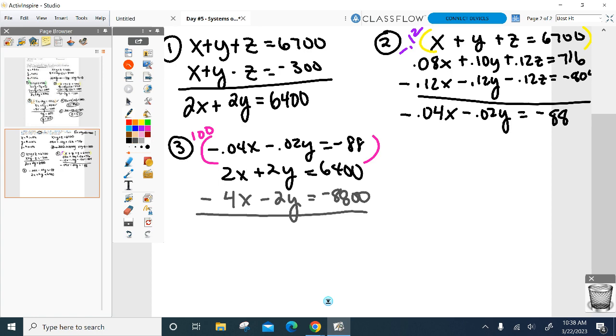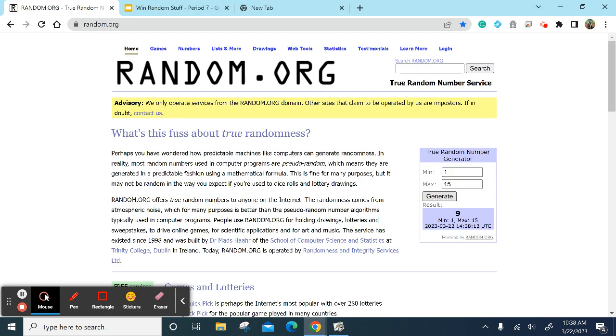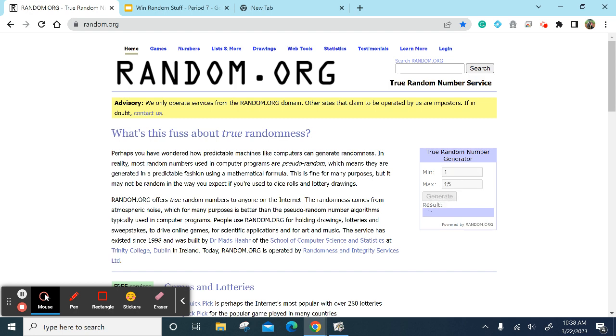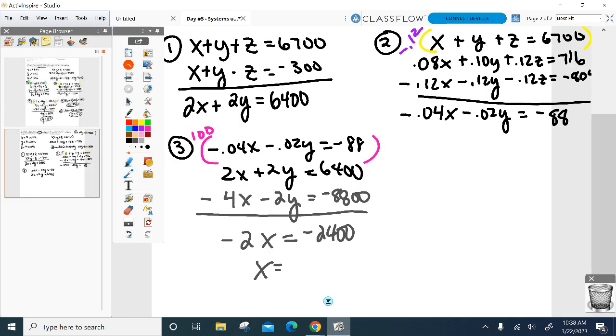All right, what's left? And then we'll be almost done. What's left here with the x's? Negative 2x. y's are gone. How about my numbers? Negative 2,400. And again, you should be getting whole number answers here. All right, into that 8% account, how much did I invest? 1,200.